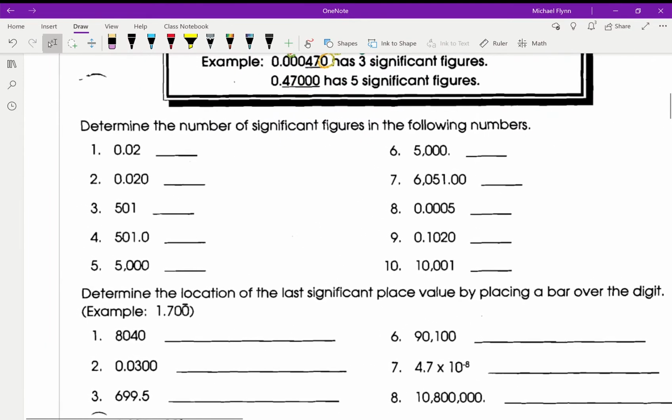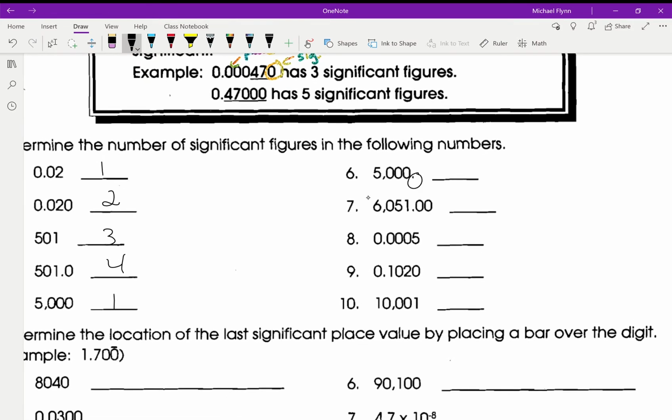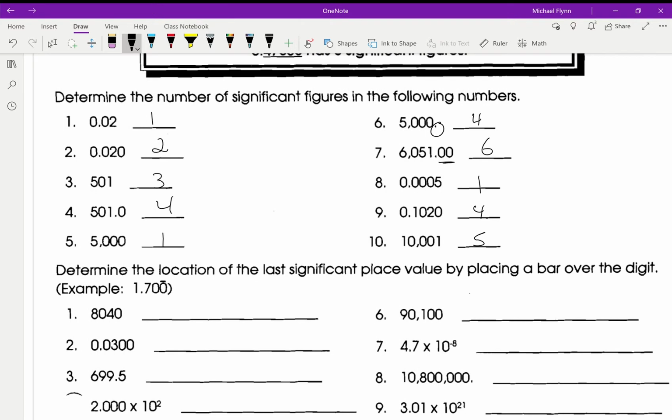Okay, so now we're doing these questions here. This is 1, this is 2, this is 3. And you see how quickly I'm doing that? This would be 4, this would be only 1. But you see this little decimal here, that makes that one have 4. Here, because these trailing zeros don't have to be written, every digit counts. So that'll be 4, 5, 6. This is only 1. This is 4, and that is 5. See how quickly I did that? It took me less than a minute. Once you understand the rules, it's easy.